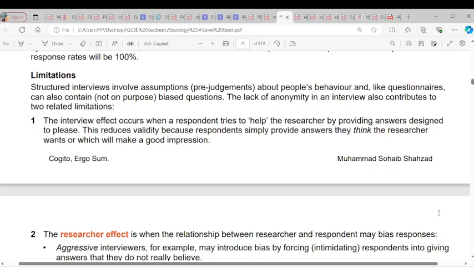that respondents might try to help the researcher. We call it the interview effect. So if you try to help the researcher, it means you'll be providing answers that please the researcher. Do you understand? Yeah. So that brings about bias, which will lead to lack of validity. You are influenced by the attitude of the researcher towards you, so you wouldn't want to say no to certain things because the researcher will not be happy with you saying no.